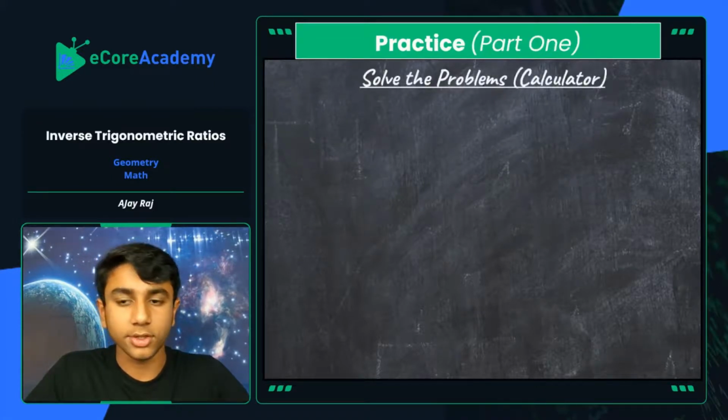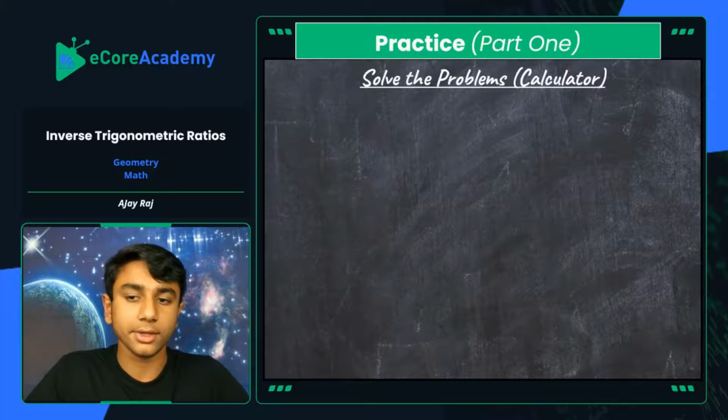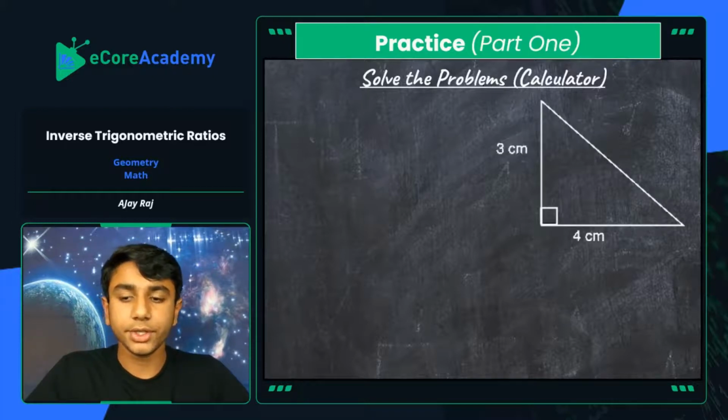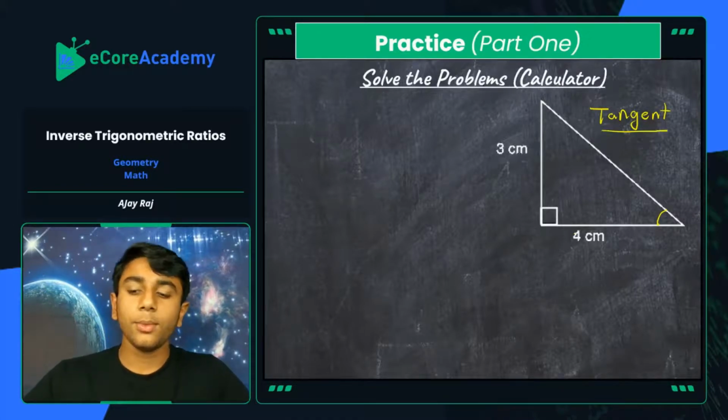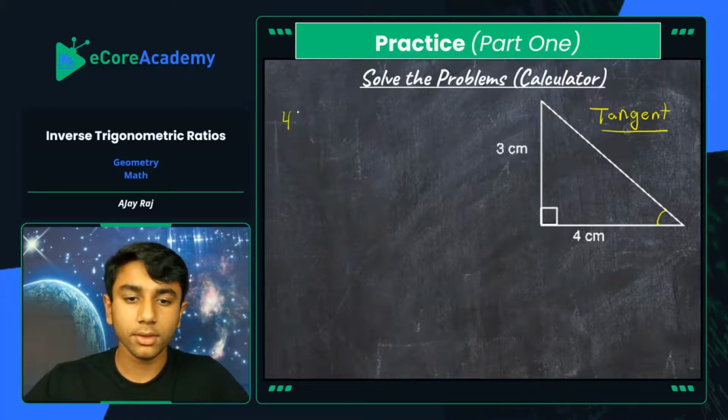Practice part 1. Let's solve the problems utilizing a calculator. This is our calculator section. So let's look at this example here. I'm going to utilize this angle over here on the bottom right corner, and we're going to utilize our tangent function. So this is going to be tangent inverse. We look over here, it's going to be adjacent over opposite, so it's going to be 4 over 3. And now what we need to do is tan to the negative first power multiplied by 4 over 3.